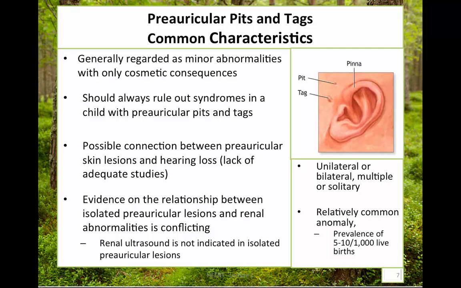Common characteristics of preauricular pits and tags include unilateral or bilateral, multiple or solitary presence. In the image on the right, there's both a pit and a tag. These may be located together, however you may have just one or the other. They are relatively common anomalies, with a prevalence of 5 to 10 per 1,000 births.